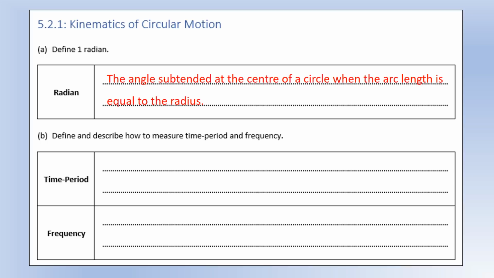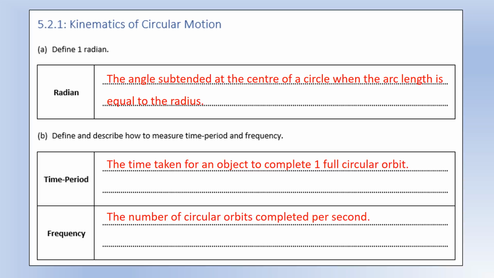So a radian is the angle you get at the center of a circle when the arc length is equal to the radius. That's how it's defined. So when we're doing circular motion, we pretty much exclusively work with angles in radians, and then all the other things come from that. So we're going to look at some other things we use to describe the motion in a circle. One of them is the time period, which is the time taken for an object to complete one full circular orbit. And then we have the frequency, which is the number of circular orbits completed per second.